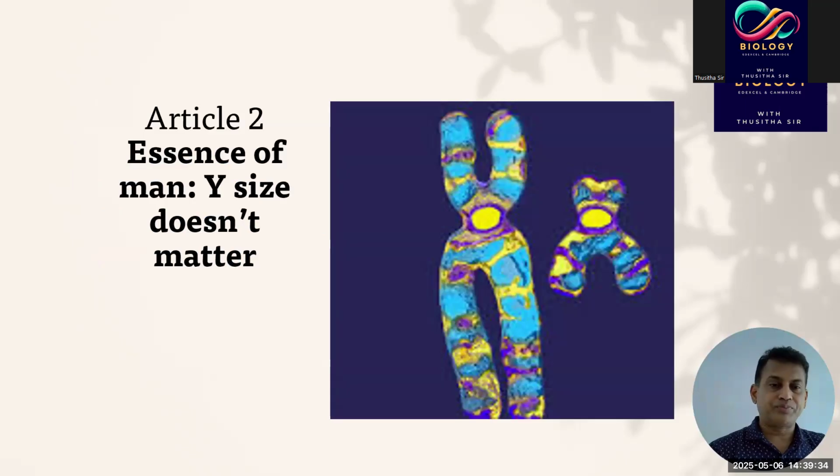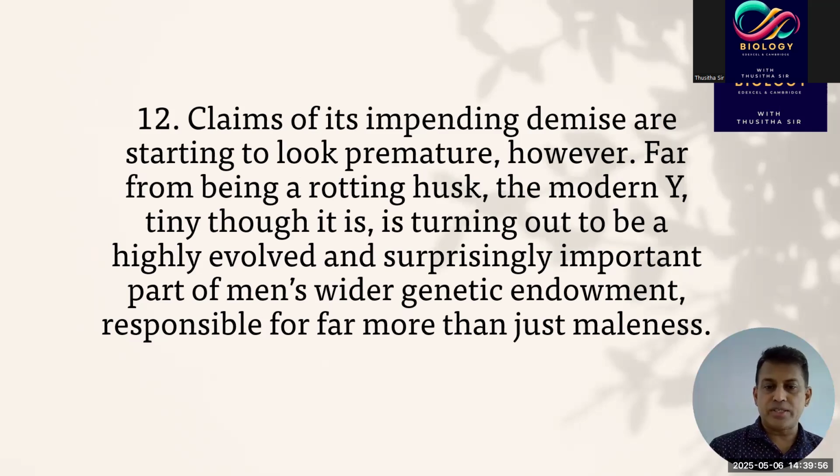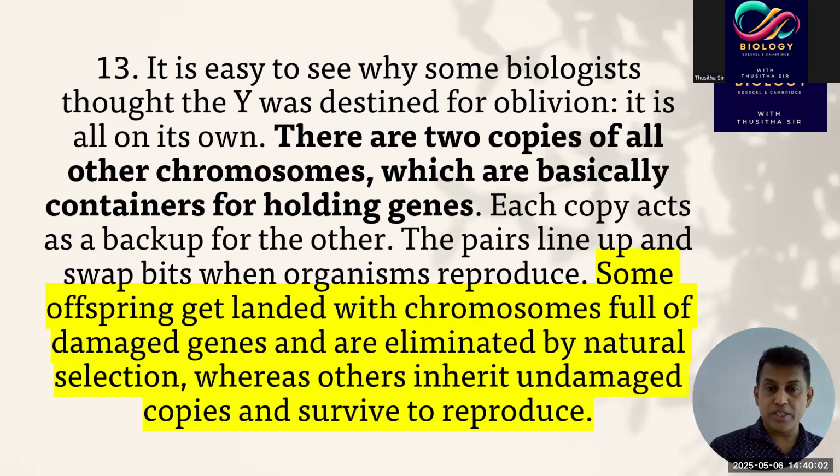Now, Article 2, "Essence of man, Y size doesn't matter." It explains that evolutionarily there was no X and Y, but with changes, one of the homologous chromosomes jumped out and became Y, and then continuously underwent so many changes to become a Y chromosome. Some offspring get landed with a chromosome full of damaged genes and are eliminated by natural selection, whereas others inherit undamaged copies and survive to reproduce.